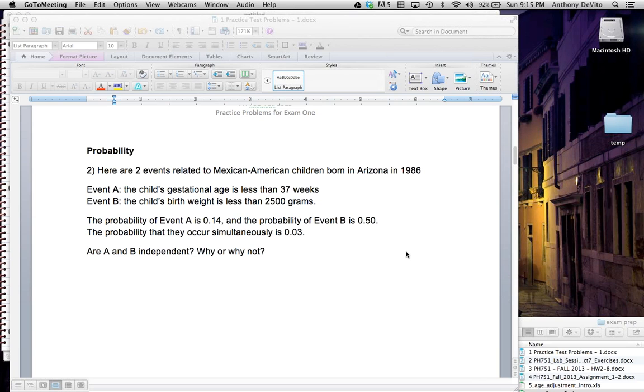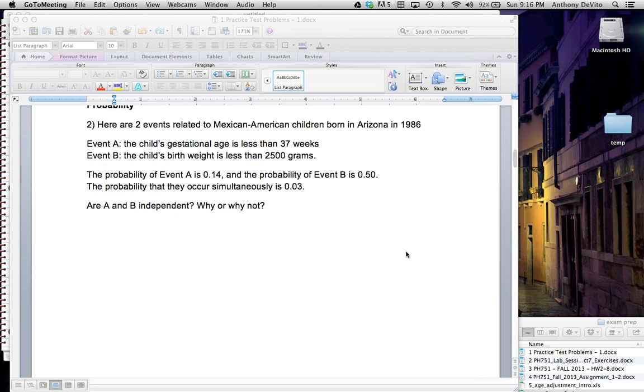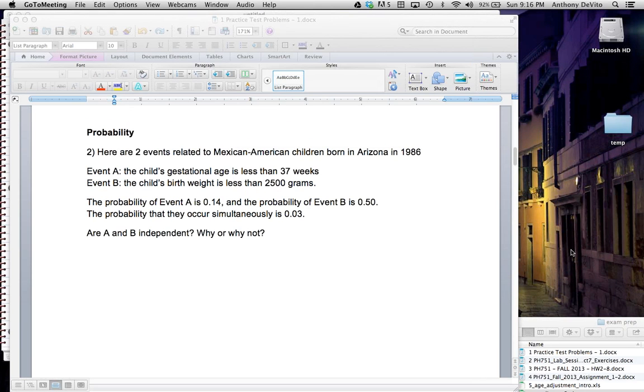Probability that the gestational age is more than 37 weeks, assuming, different problem now, assuming that these are independent events, probability that the child's gestational age is more than 37 weeks and the child, randomly selected child, weighs less than 2,500 grams. What would you say that probability is? How would you figure that out?